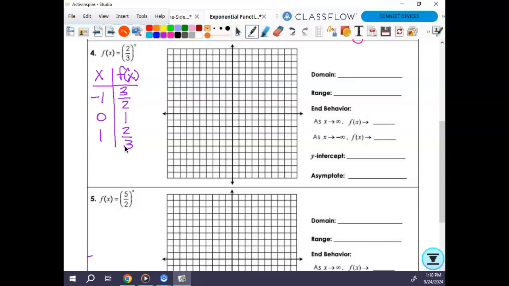So when I go to graph these, well, first of all, is this exponential growth or decay? Decay, because this is less than 1. So it should look like this. If it doesn't, I did something wrong. So at -1, I'm at 3/2, which is like 1.5. Then 0, 1, and then 1, 2/3, which, my points are big. It looks good. I still have my asymptote here, and I'm going to sketch this in.